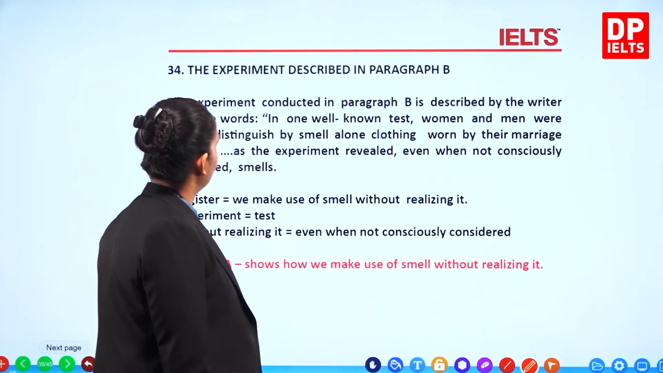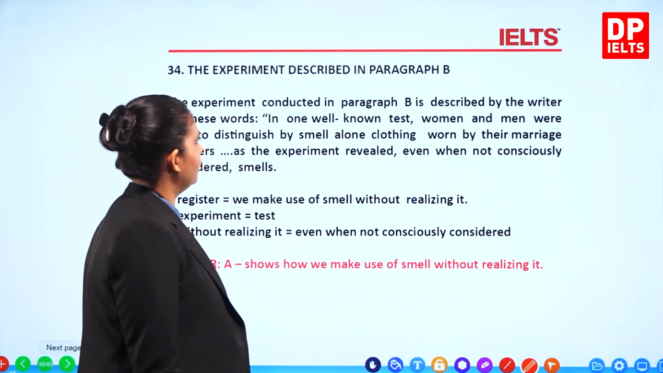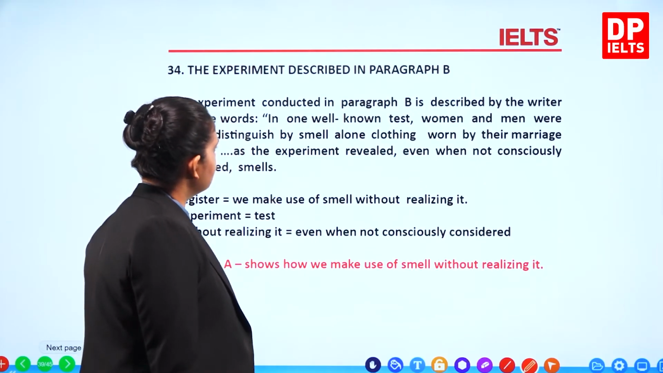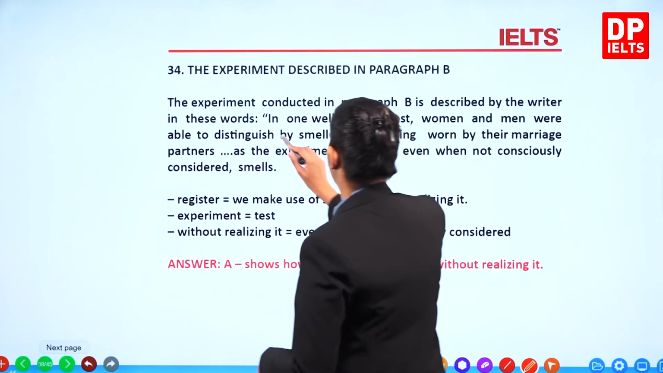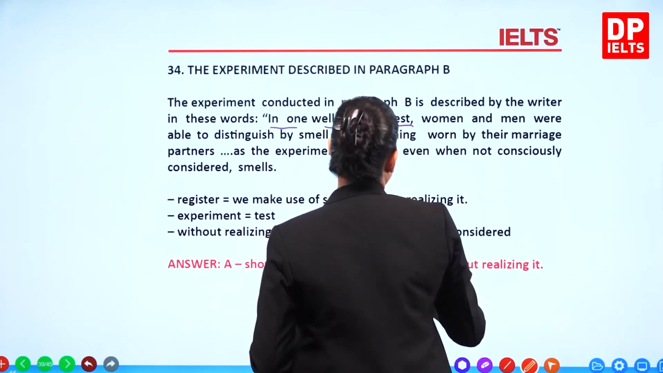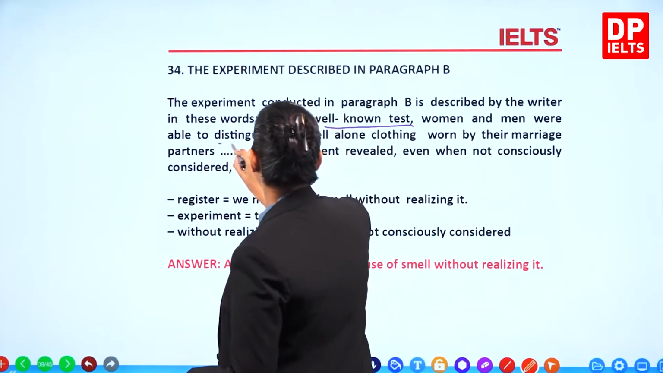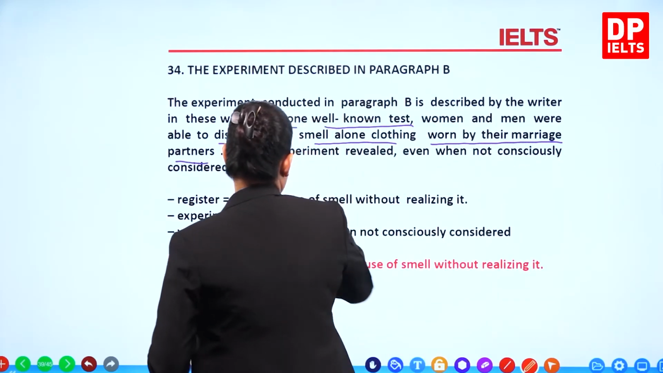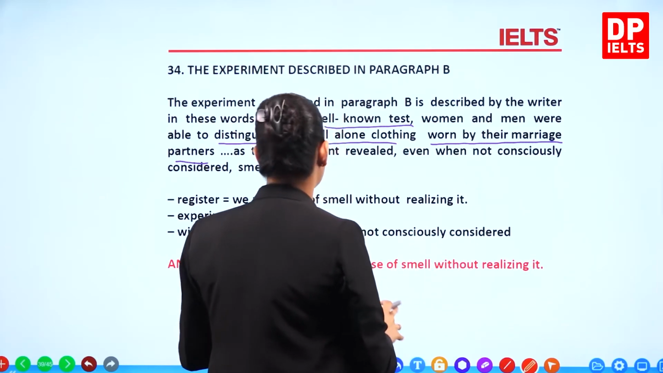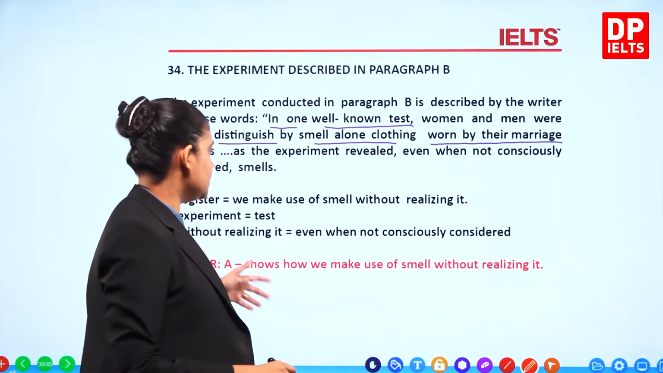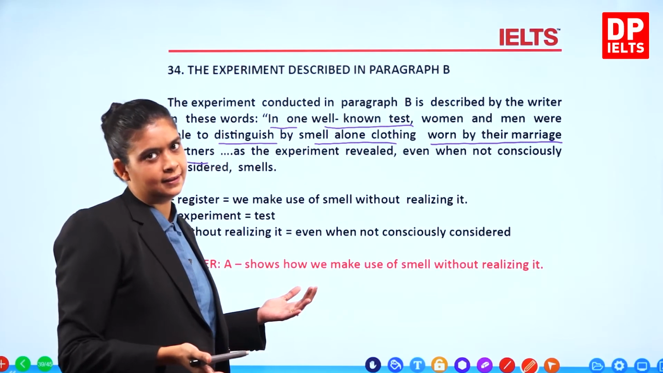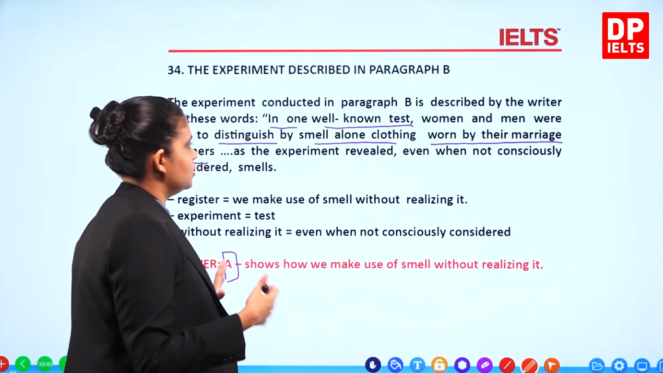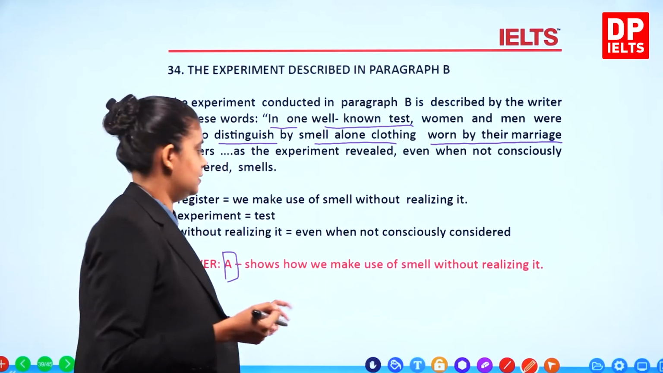Question number 34. The experiment described in paragraph B, so let's have a look at it, right? The experiment conducted in paragraph B is described by the writer as, in one well-known test, women and men were able to distinguish by smell alone clothing worn by their marriage partners, as the experiment revealed even when not consciously considered smells, right? So it shows how we make use of smell without realizing it, okay? Because they were able to identify them by distinguishing the smell, like the clothing, the perfume smell, all of that, right?